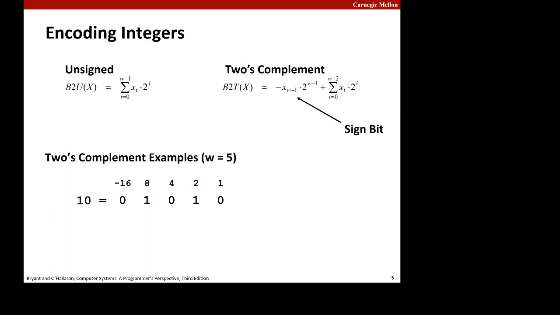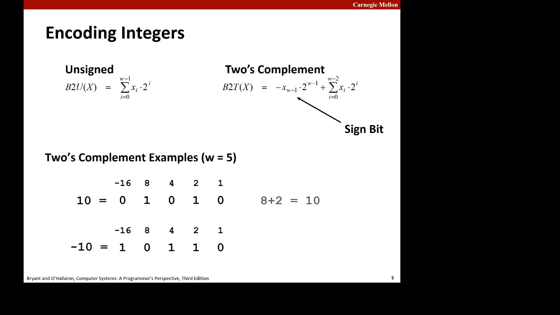We looked at the example, and here's the correct version of it: 10 is simply 2 plus 8, but minus 10 is minus 16 plus 4 plus 2. So you start with minus 16, you add back 4, that gets you minus 12, add back 2, that gives you minus 10.